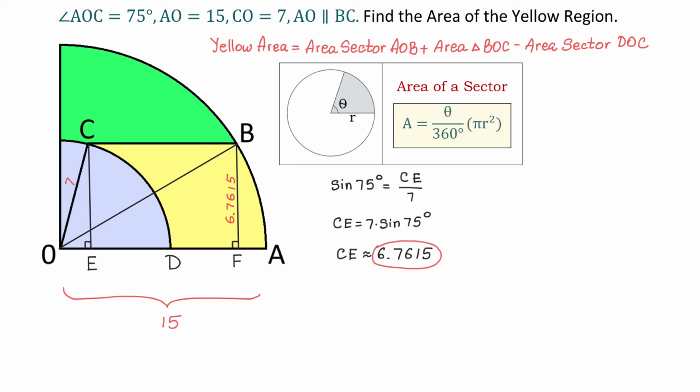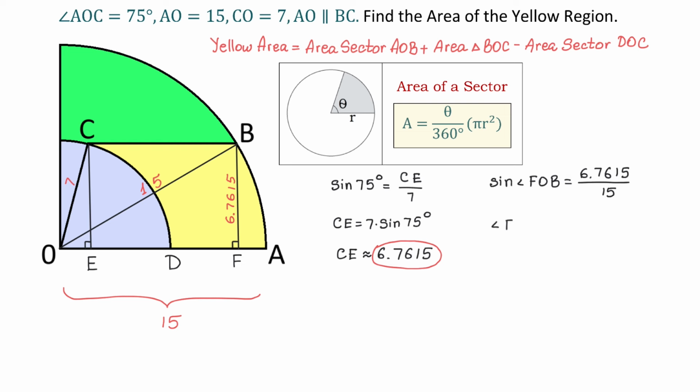And now because CE is the same as BF, we will write that BF is also 6.7615. Now let's take a look at the triangle BFO. In this triangle, we know the side BF, and we know that the hypotenuse is 15 units because this is the radius. Then we can use the sine function to find the angle FOB. So we will write that sine of the angle FOB equals the opposite side, which is 6.7615 divided by the hypotenuse 15.